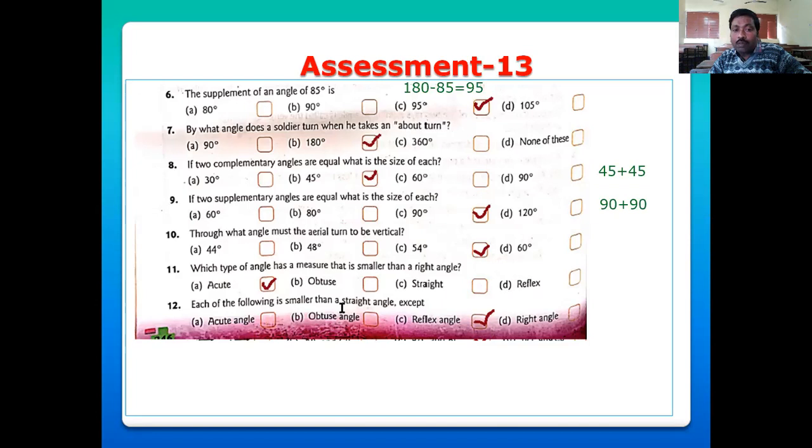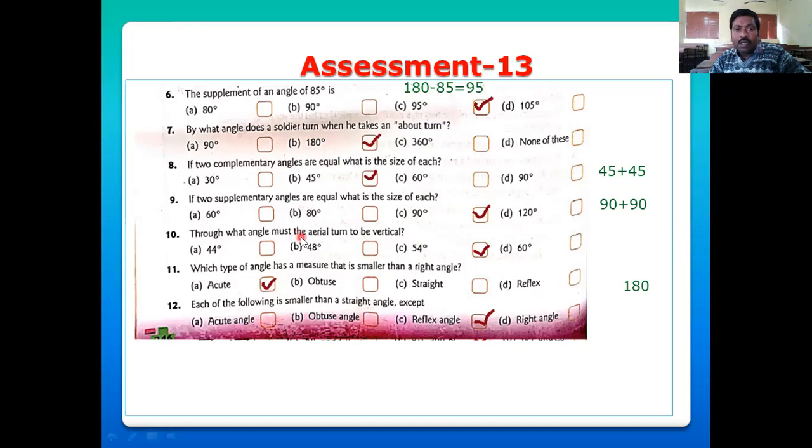Each of the angles is smaller than a straight angle, except the reflex angle. Straight angle means 180 degrees. An acute angle is lesser than 180 degrees. An obtuse angle is also lesser than 180 degrees. A right angle is 90 degrees, which is also lesser, but a reflex angle is greater than 180 degrees. So our answer will be C.